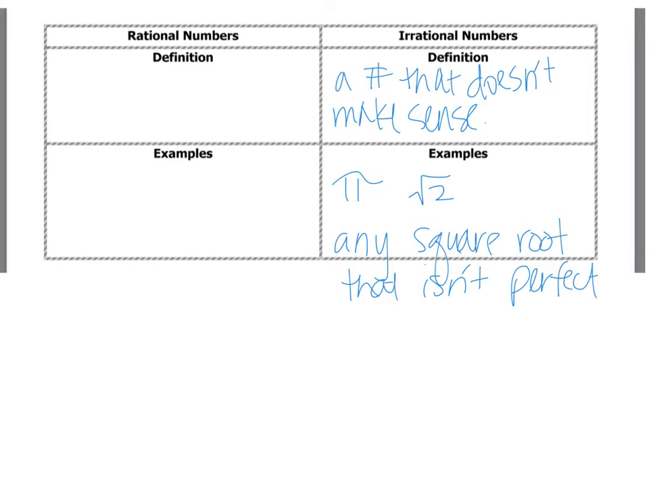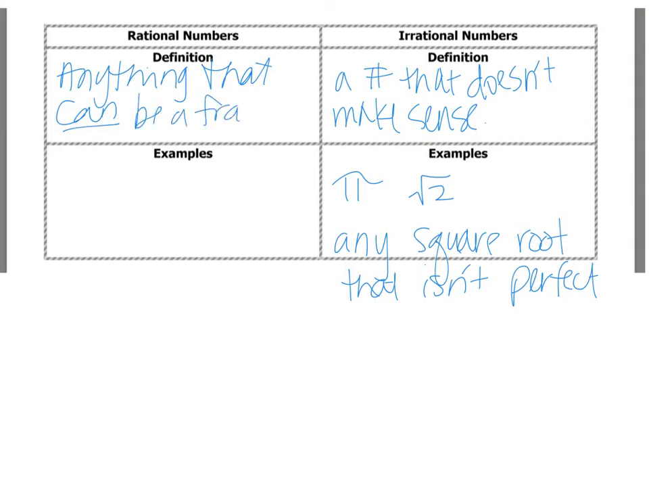So now we're going to talk about rational numbers. So anything that can be a fraction. So obviously an example of that would be like 1/2. Another example would be a whole number, because a whole number can become 4/1, so it can be a fraction. Another example of that would be like -8. So all negative numbers can be rational.